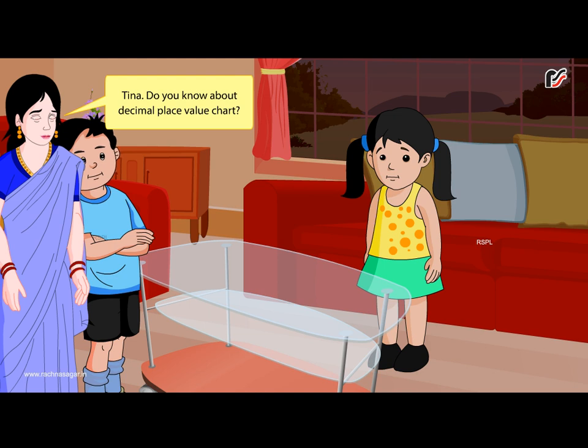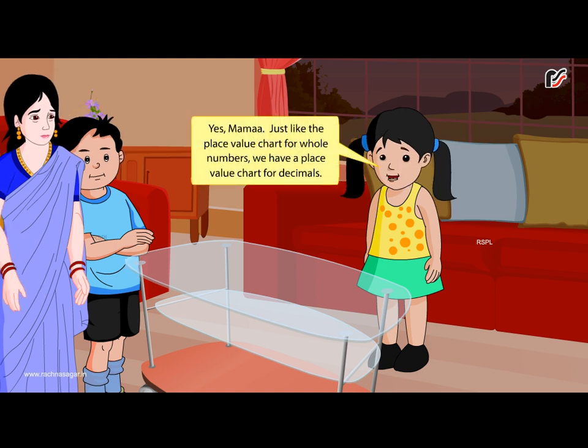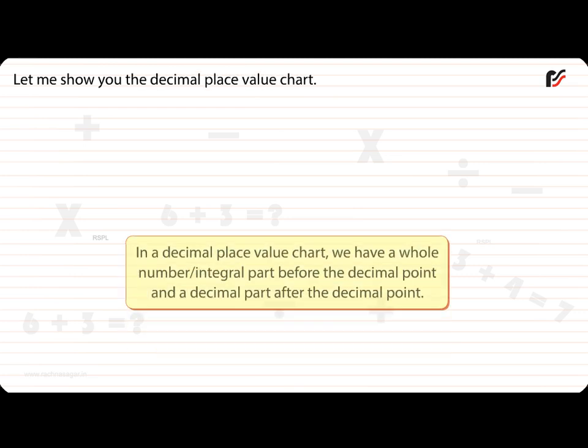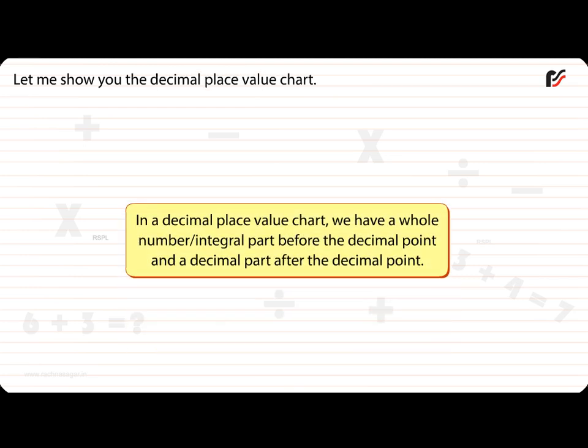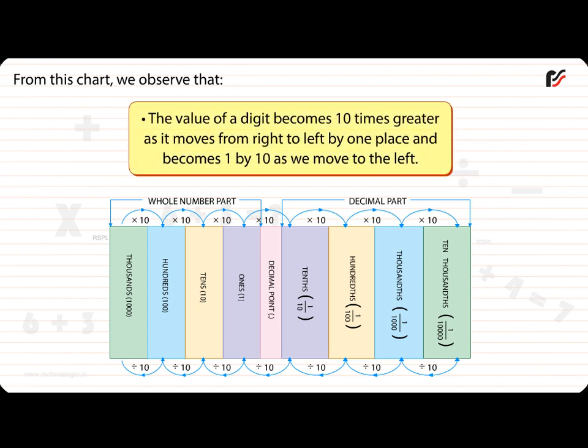Tina, do you know about the decimal place value chart? Yes, Mama. Just like the place value chart for whole numbers, we have a place value chart for decimals. Let me show you the decimal place value chart. In a decimal place value chart, we have a whole number or integral part before the decimal point and a decimal part after the decimal point. From this chart, we observe that the value of a digit becomes 10 times greater as it moves from right to left by one place and becomes 1 by 10 as we move to the right.